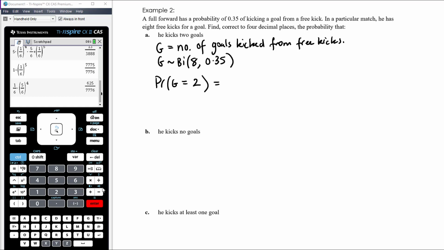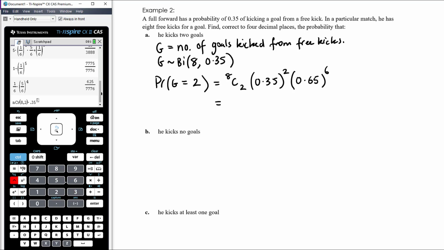Okay, and then we know it's going to be nCx, so that's 8C2 times the probability of success, which in this case is 0.35 to the power of 2, the number of successes, the number of goals kicked, and then times the probability of failure, 1 minus 0.35 is 0.65, and obviously if he had 2 successes he has to have 6 failures. And so then we can work that out. So 8 choose 2, multiplied by 0.35 to the power of 2, and multiplied by 0.65 to the power of 6.